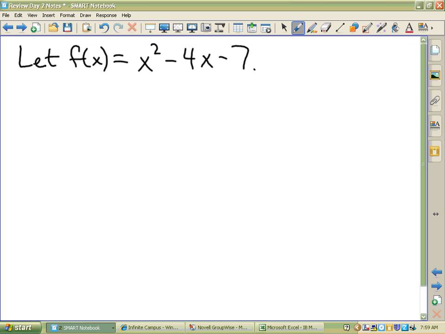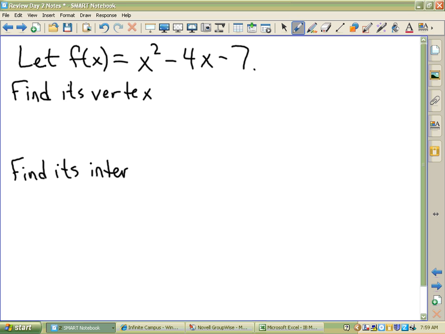And so I want to do a couple of things. I want to find its vertex, and then I want to find its intercepts. Intercepts are pretty straightforward. You're already able to tell me that the y-intercept is at 0, -7. Go ahead, tell me how you know it's at 0, -7.